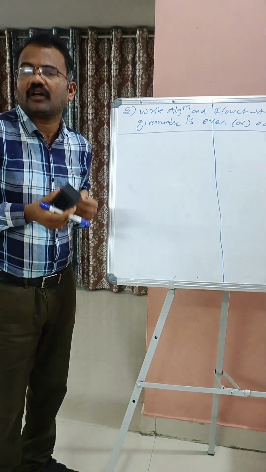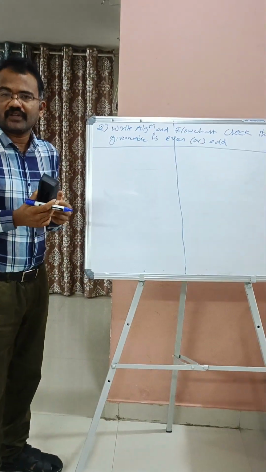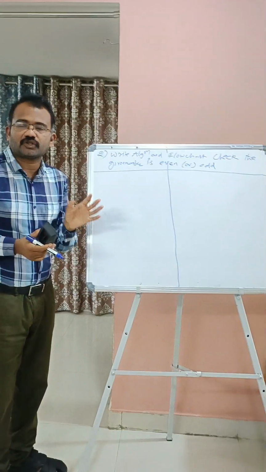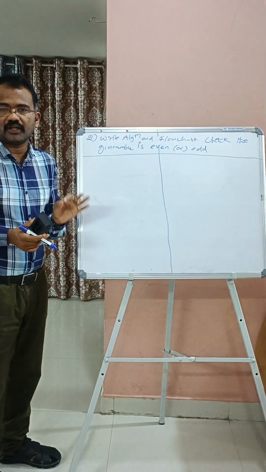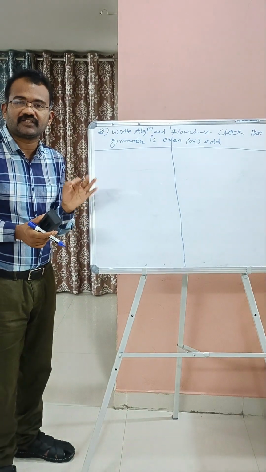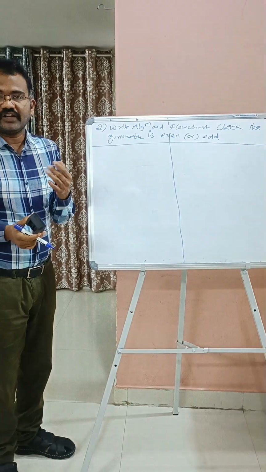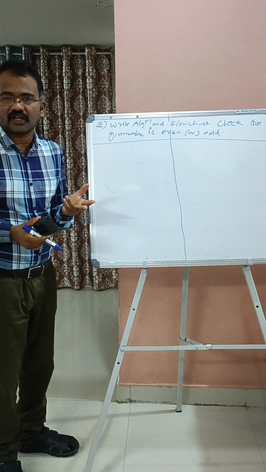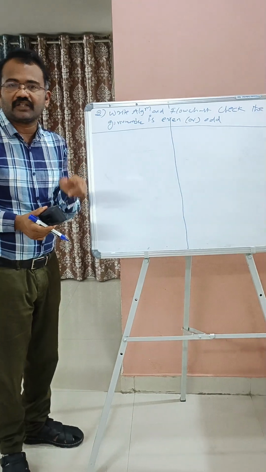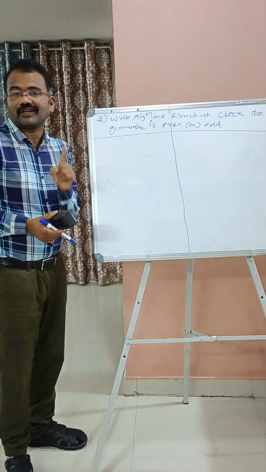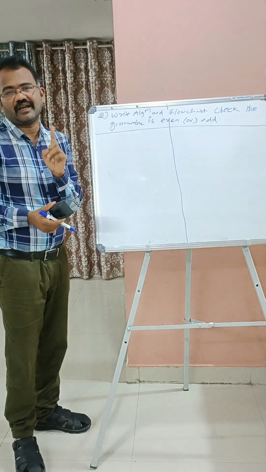So when can we call a number even? If the number is divisible by 2 and the remainder is 0, then that is an even number. If it is not 0, the remainder is 1, then that is an odd number. Now how to write the algorithm? Here I am taking one variable named x.